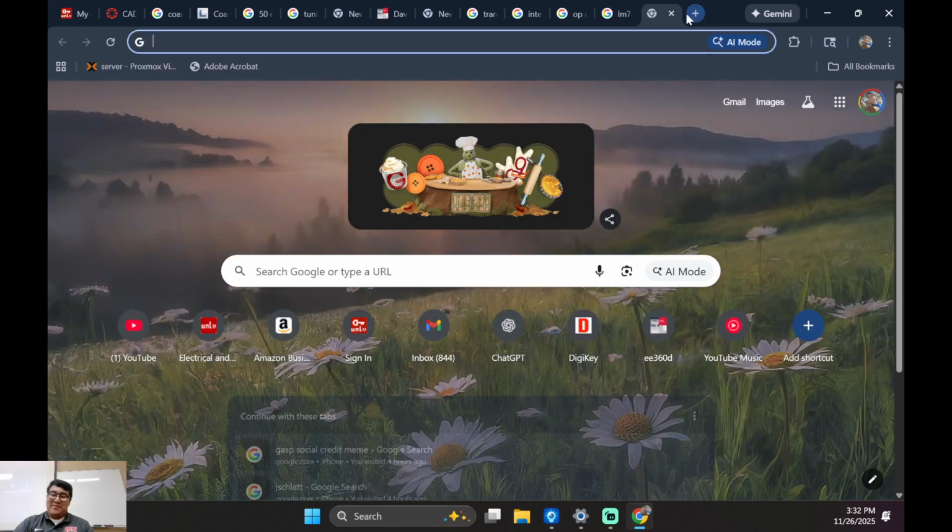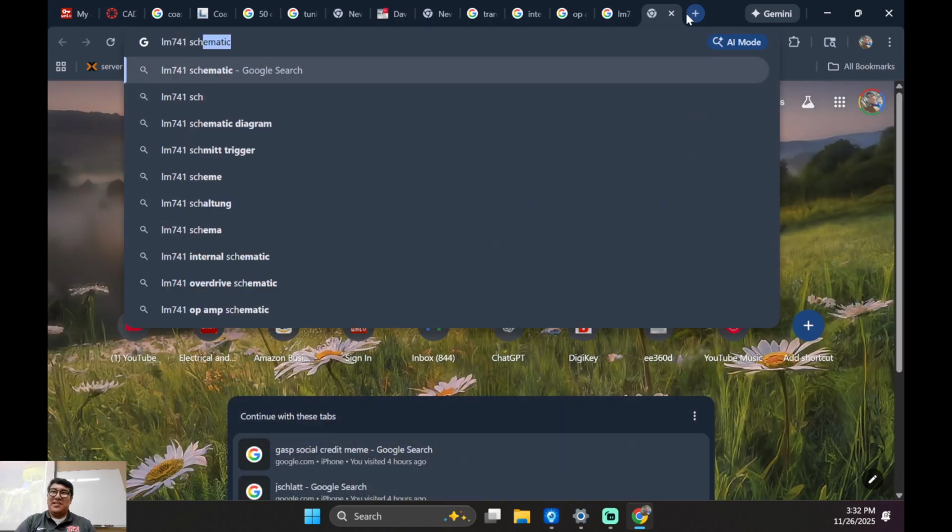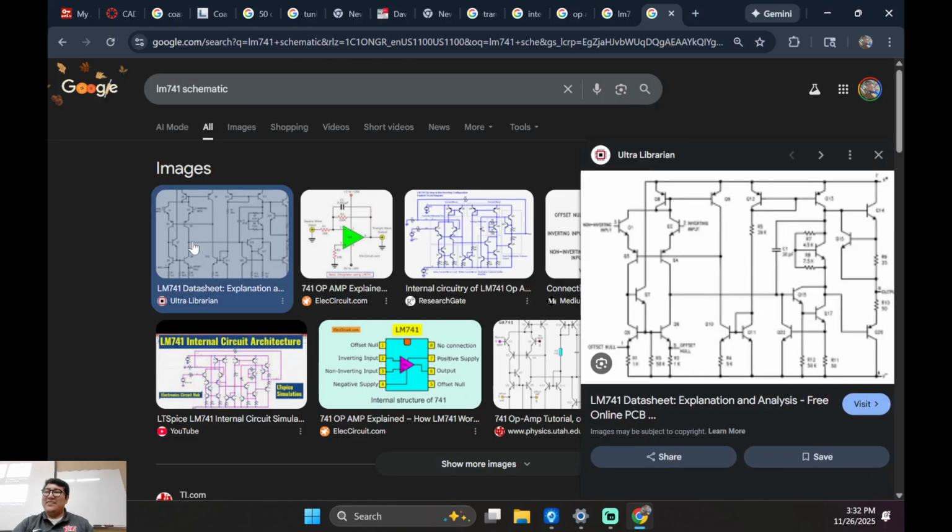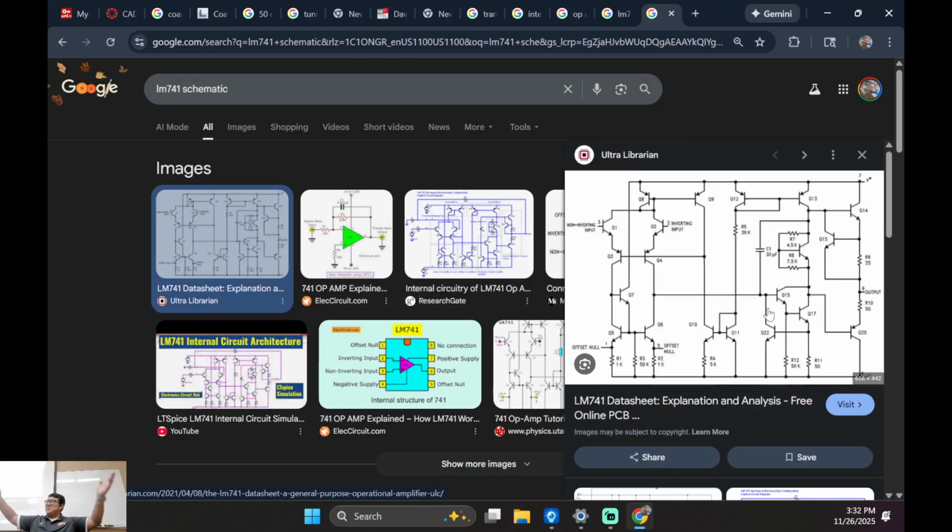And then, oh yeah, here's the schematic. LM741 schematic data sheet. Boom, you already have the answer. You can build this in your Cadence or LTspice and whatever and get it fabbed, all right? Is that cool? Anyways, any other questions before I leave?